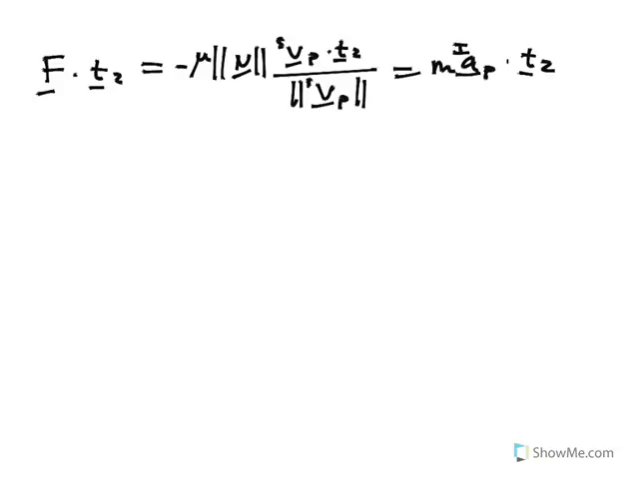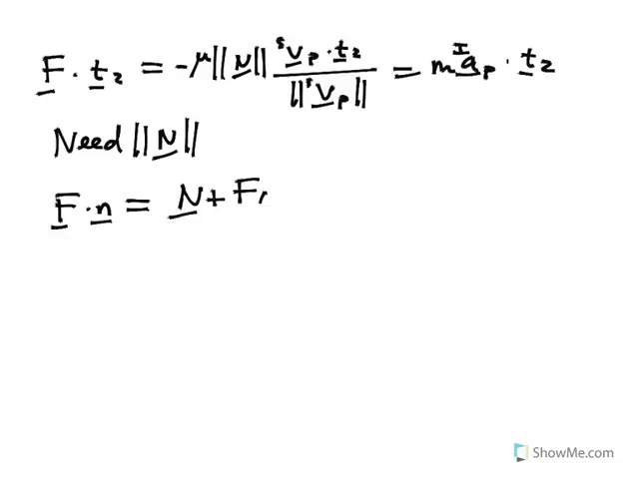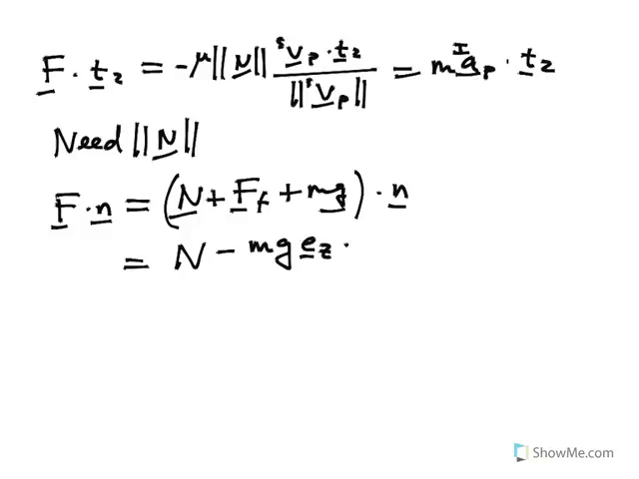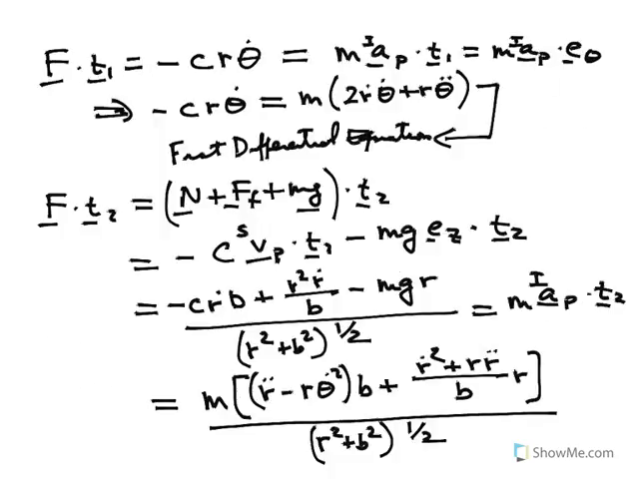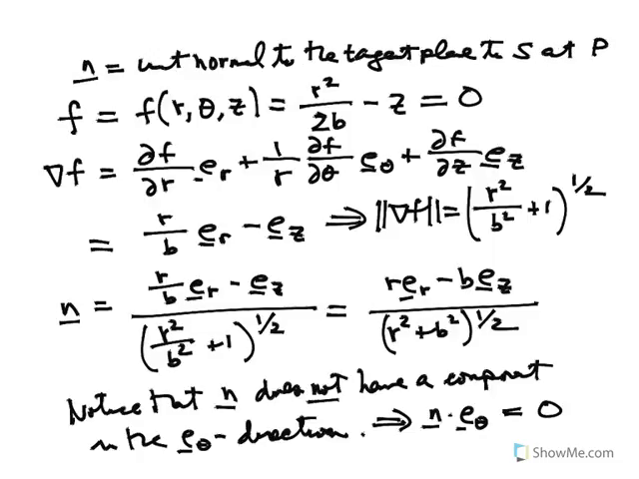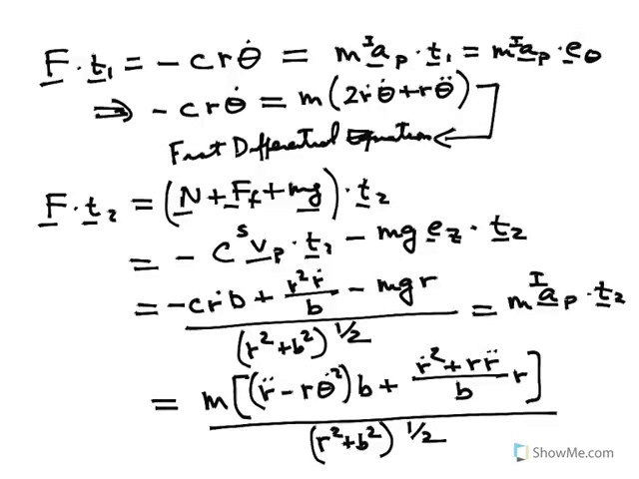So as a result of doing this, we need the magnitude of n. But the magnitude of n in this case is obtained by taking F dotted with n. F dotted with n is equal to N plus F sub F plus mg dotted with n, which is equal to the component N, and then F sub F is normal to n, and I get minus mg ez dotted with n. But what's n equal to? If we go all the way back to the beginning, we figured out what n was. So n is equal to r e_r minus b e_z all divided by that square root.